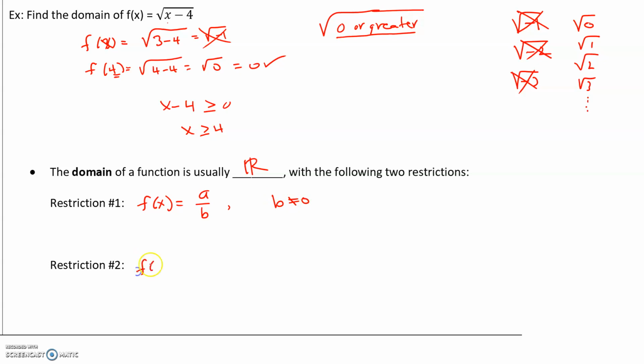Second restriction: if you have f of x equals the square root of an expression, square roots cannot be negative. So whatever that expression is has to be greater than or equal to 0. Okay, these are our two restrictions. If you have a fraction, you know you have a restriction. If you have a radical, you know you have a restriction. Otherwise, at least for now, the domain will be all real numbers.